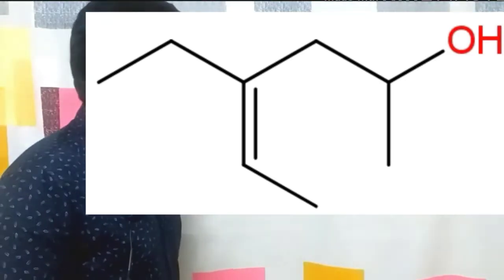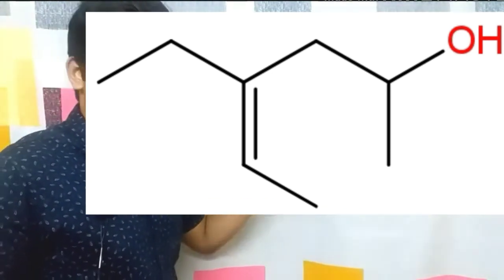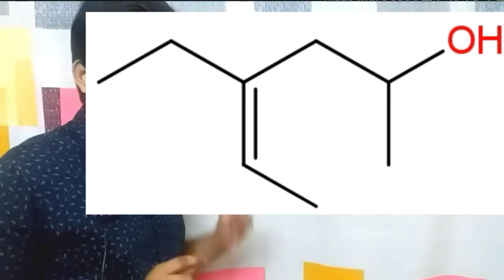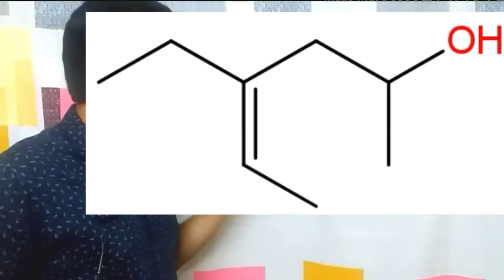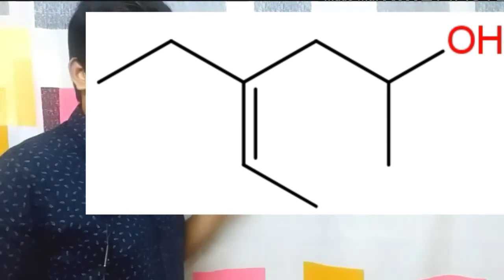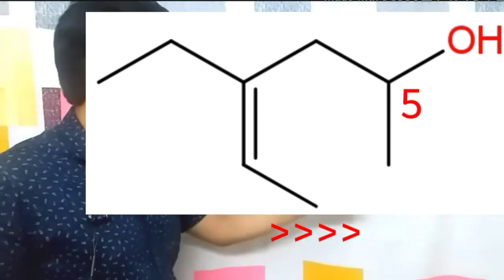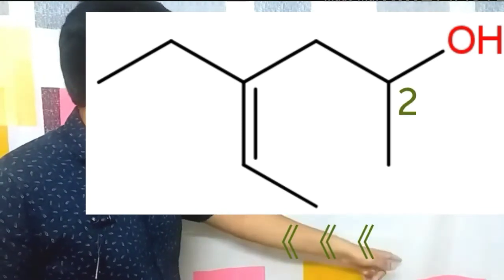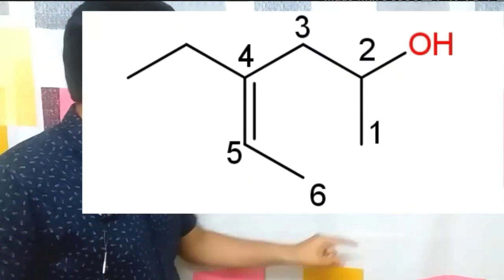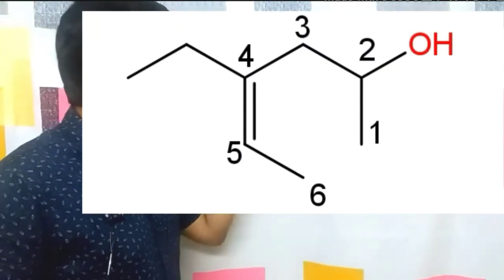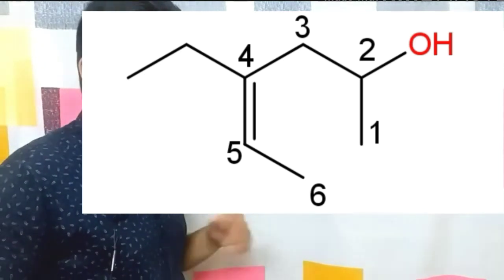For example, let's take this simple compound. Here we have the functional group as OH. So what is our first step? Find the longest carbon chain containing the functional group and the multiple bond. We can count from two different sides. If we count from this side, the OH group will be at the 5th position, and if we count from the opposite side, we will have it at the 2nd position. So which numbering is correct? Yes, this one. So the OH group is at 2nd position, ethyl group at 4th position and double bond at 4th position.